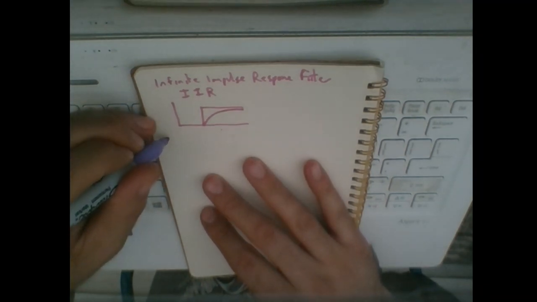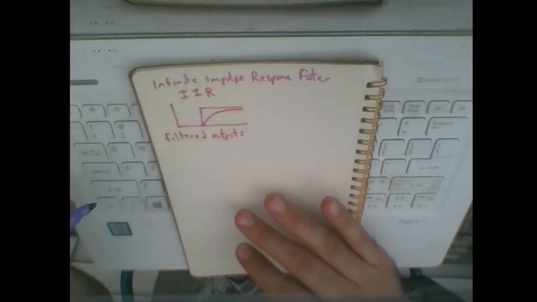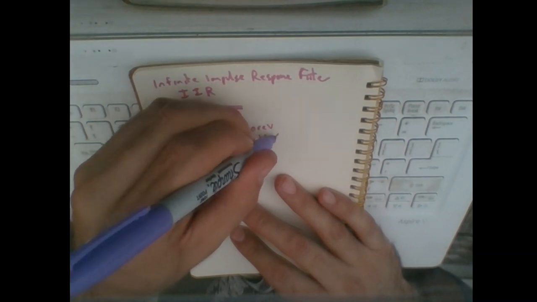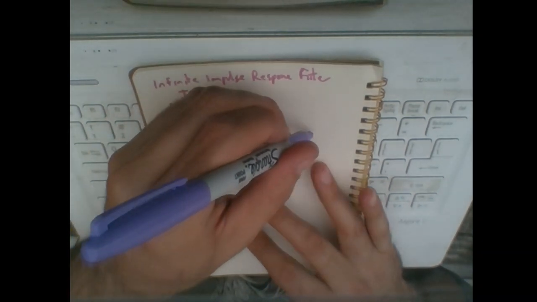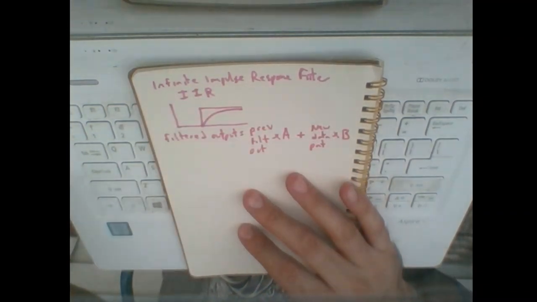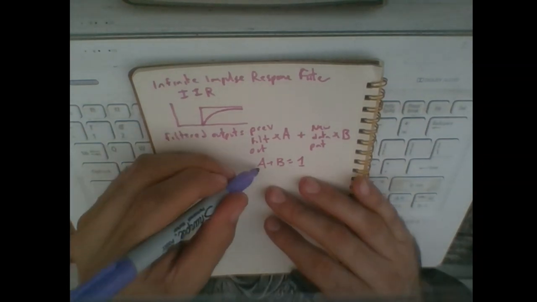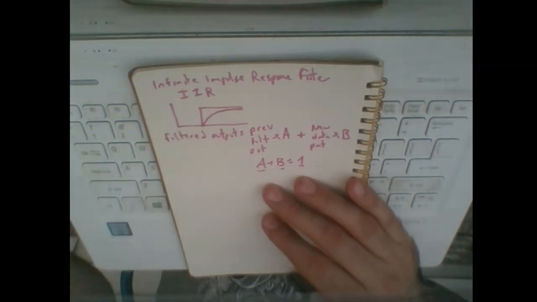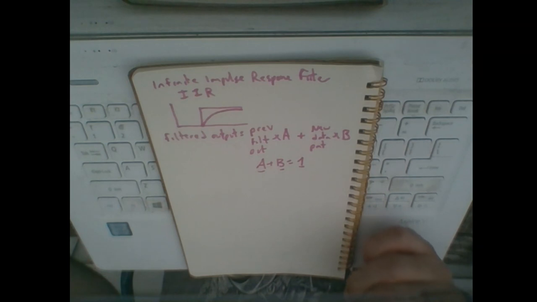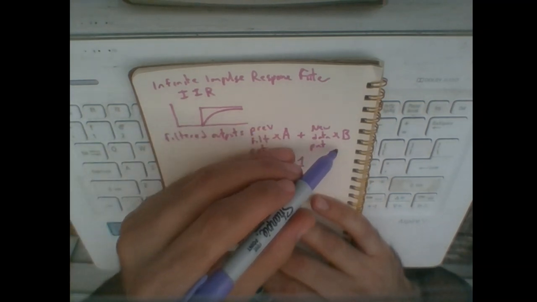And the way we implement the IIR is by saying that the filtered output is going to be equal to the previous filtered output times some number called A, plus the new data times some number called B. And the rule is that A plus B is equal to 1. Now what we get to do is we get to choose what is A and what is B. Just like on the moving average filter, we chose how many data points to average. A and B are now our inputs to the filter. And you can think of A as how much do you trust the old data, and B is how much do you trust the new data.